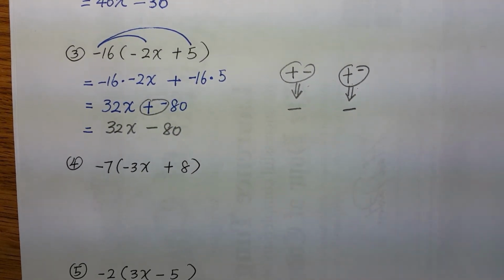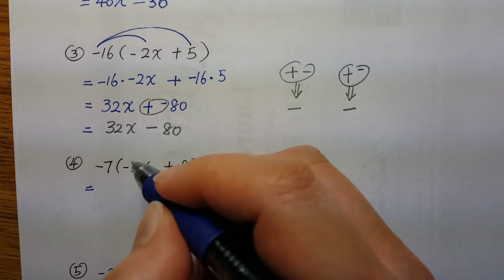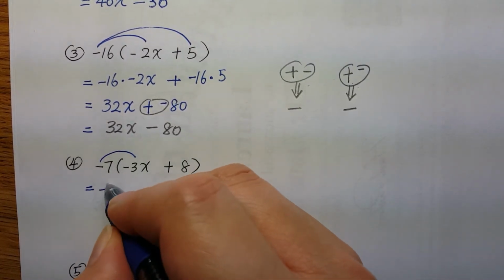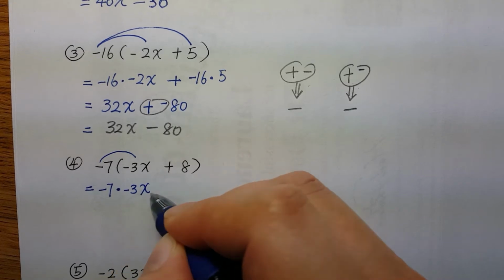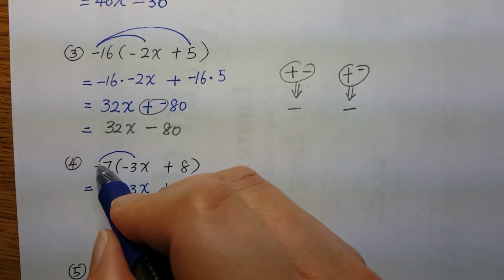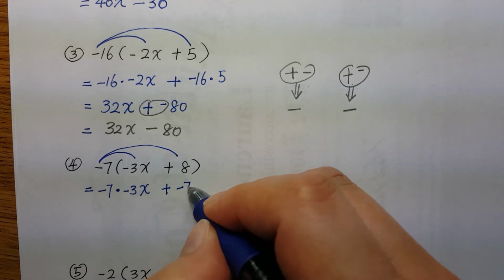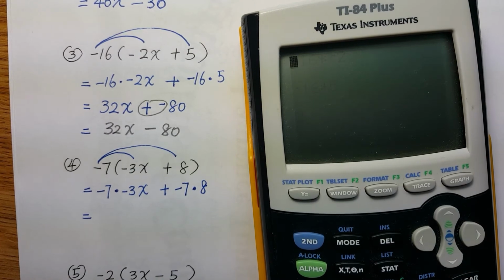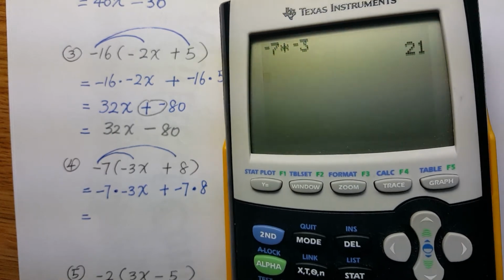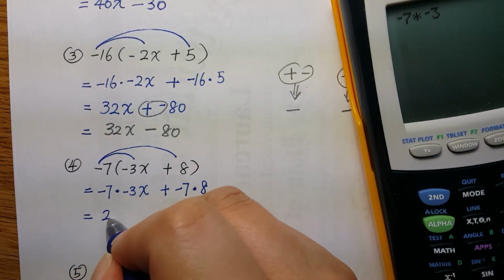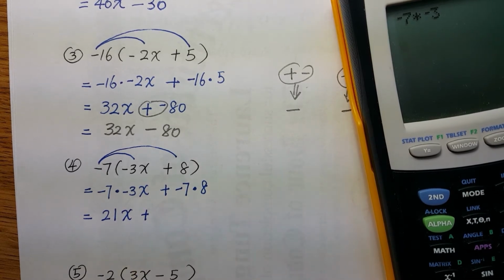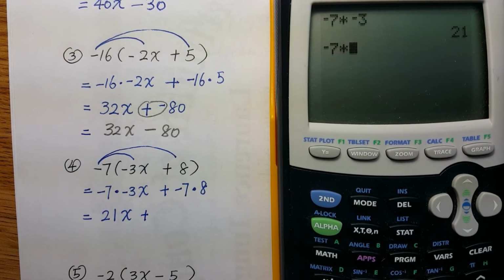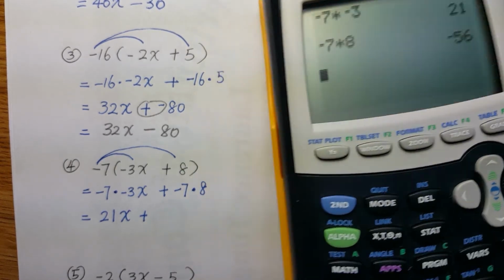Number 4, we have negative 7 times negative 3x plus 8. The number outside is negative 7, so we're going to use negative 7 times each term. Negative 7 times negative 3x. In the middle is addition. So we go back to negative 7 times 8. Now we're going to use our calculator. So we have negative 7 times negative 3, 21. So we're going to have 21x. Addition, and negative 7 times 8, negative 56.